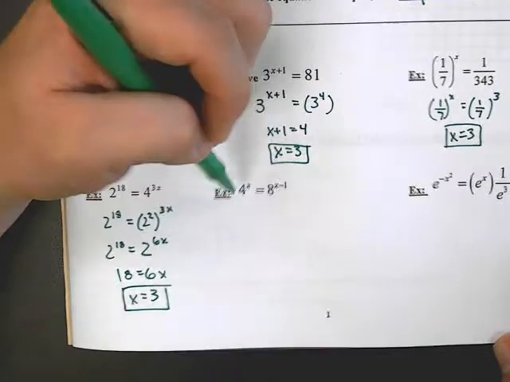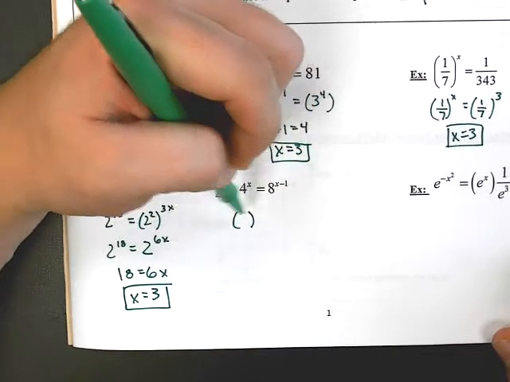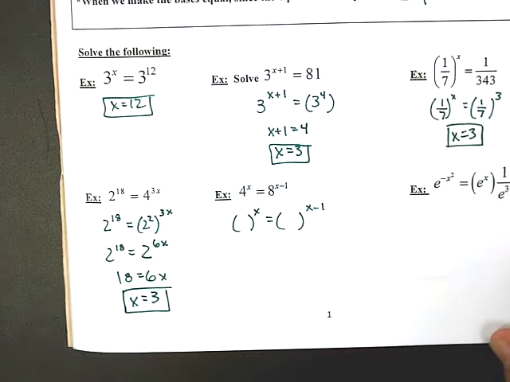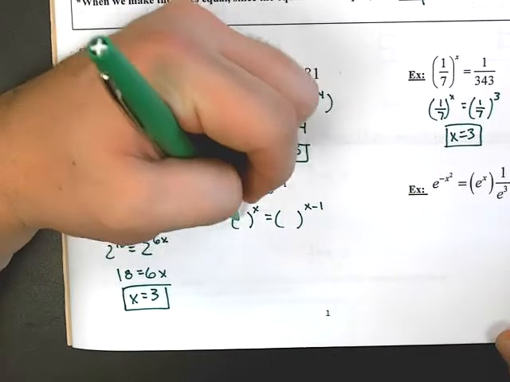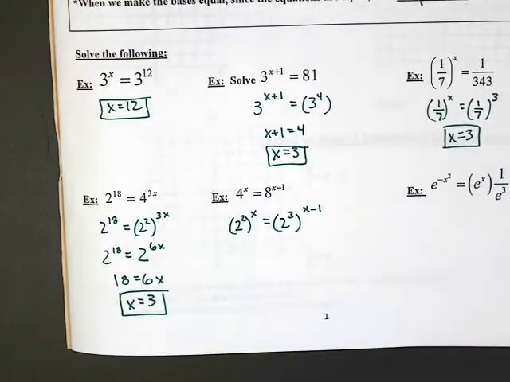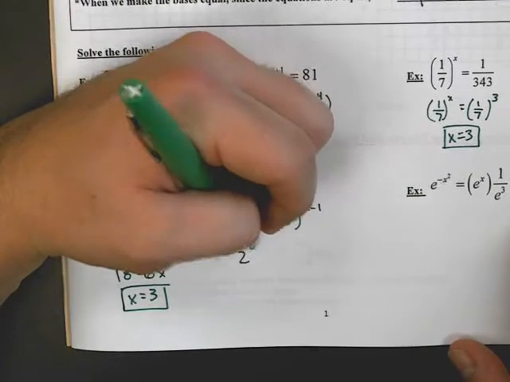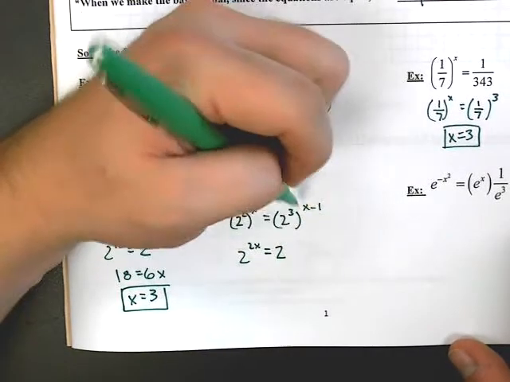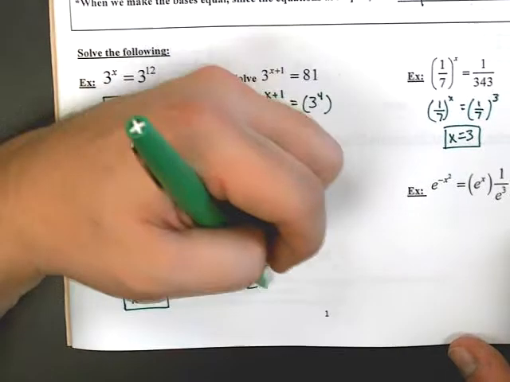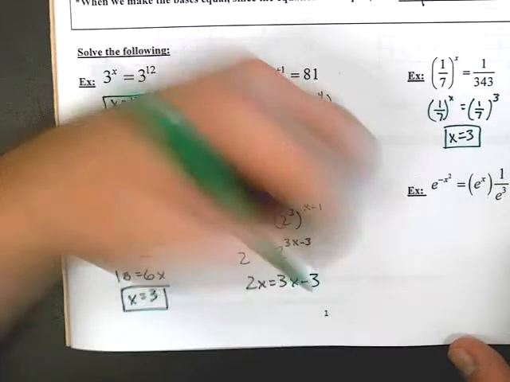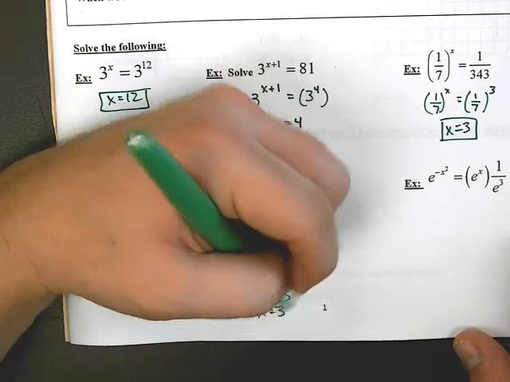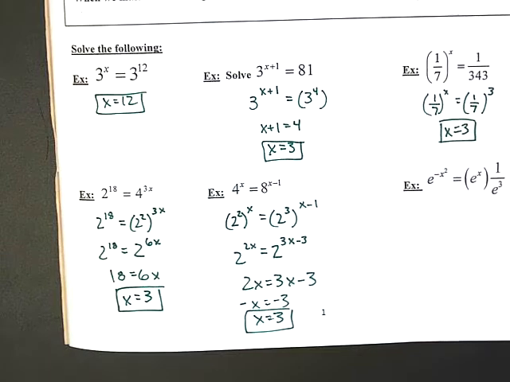What I need you to see is that I can rewrite 8 as a power of 2, or base of 2, excuse me. 2 squared, 2 cubed. All right? Because now we can use our power to a power rule, so we have 2 to the 2x equals 2 to the, make sure to multiply out, so 3x minus 3, and now this is a nice problem. What can we do here? Negative x equals negative 3, x equals 3. Lots of 3's here. Okay?